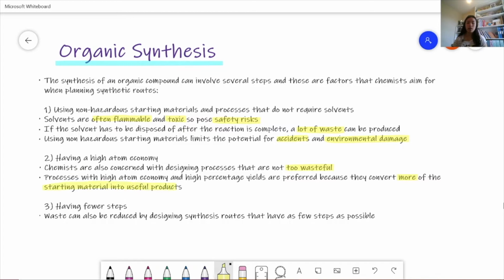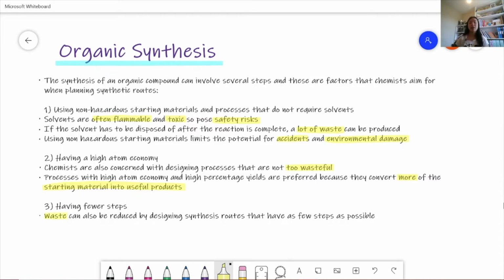And so we get fewer byproducts, and so we get less waste. And the last thing is that we want to have synthetic routes that have fewer steps. This is because waste can also be reduced by designing synthesis routes that have as few steps as possible.